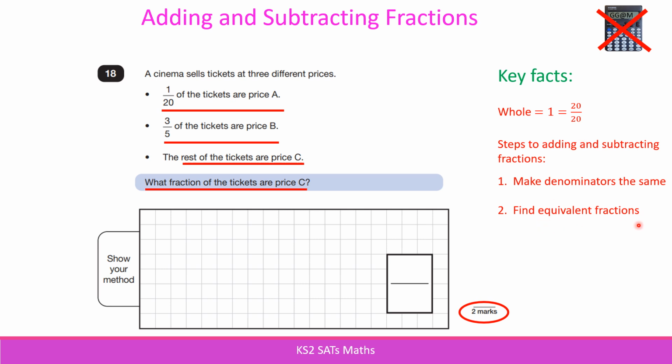Find equivalent fractions. So finding equivalent fractions, what makes these two fractions that are here both over 20? This one is already over 20, so you've only got to find the equivalent fraction for 3/5. Remember, to find an equivalent fraction, what do you times both of these numbers by to make the denominator 20? So what do you times 5 by to make 20? Do the same to the 3, that will give you the new numerator.